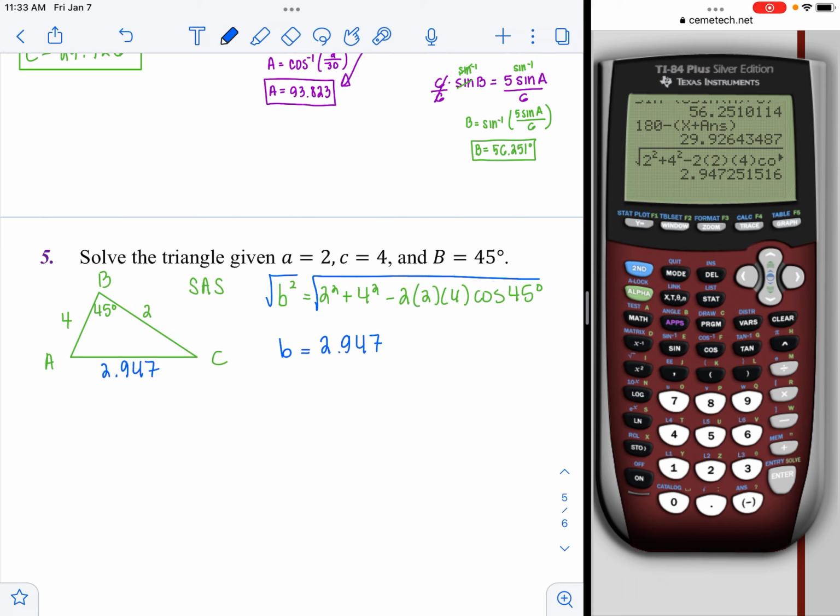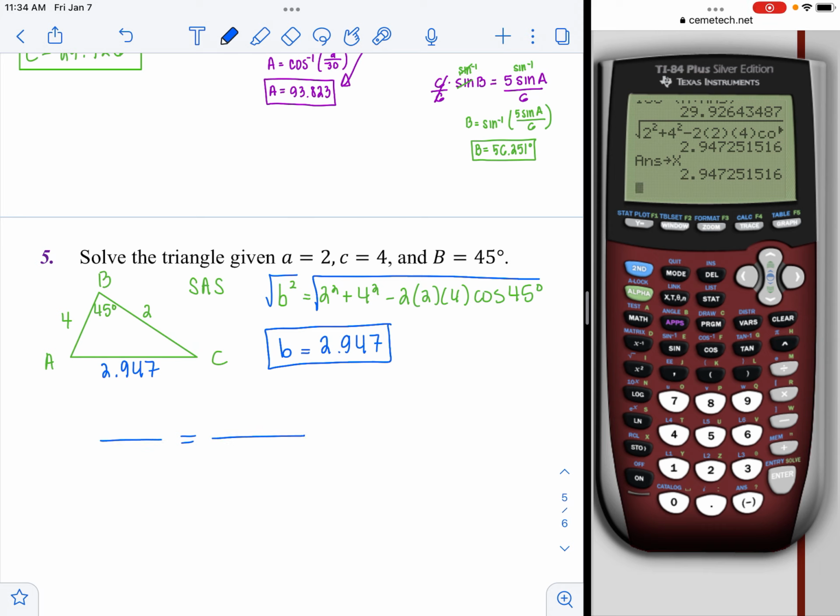Since it's my first answer, 2.947, I am going to store it as X just in case I need it again. Now I like to switch to the law of sines. You can stick with the law of cosines and solve for a missing angle, and then it wouldn't matter which one you find first. But I'm going to switch to the law of sines because it's easier for me, but that means I have to find the smallest angle. The smallest angle out of A and C is A, because A is across from a 2 and C is across from a 4. So I'm going to find angle A next.